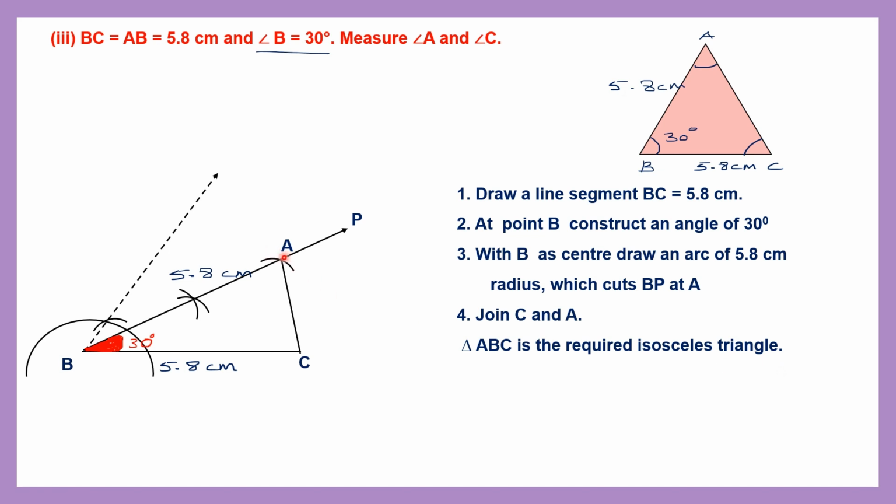Next step is measure angle A and angle C. So you have to place your protractor here at angles A and at angle C and measure. Since they are base angles, both will have the same measurement. So angle A is equal to angle C, which is equal to 75 degrees. You will find that they are equal to 75.